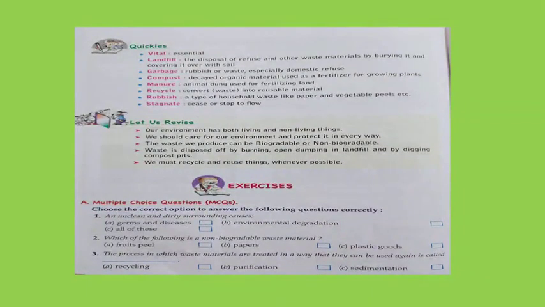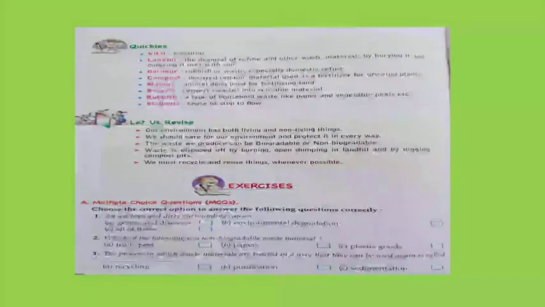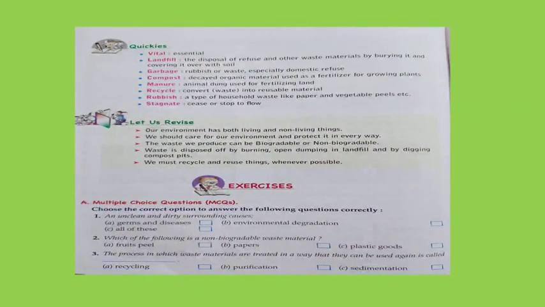Recycle means convert waste into reusable material. Rubbish means a type of household waste like paper and vegetable peels. Stagnant means ceasing or stopping to flow. So, all of you, please read the chapter once again so that you can understand.